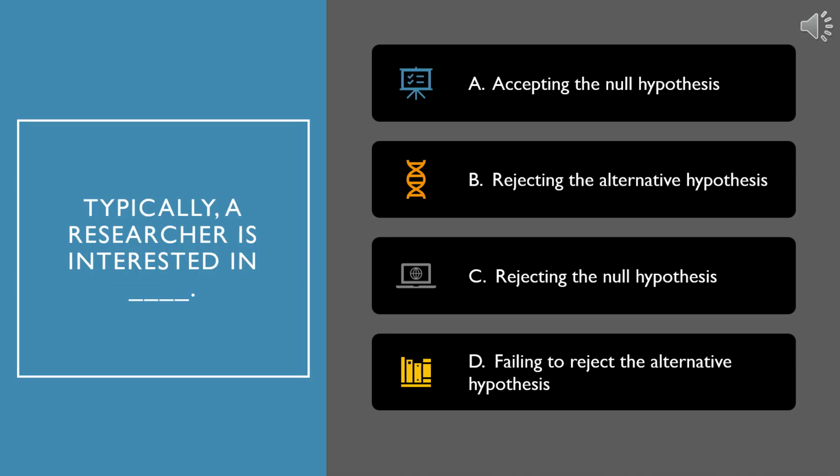Typically speaking, a researcher is interested in which of the following? That's going to be rejecting the null hypothesis. So letter C. Typically in research we set up a null and an alternative hypothesis. The alternative hypothesis is what the researcher thinks is actually going to happen, but we have to be able to disprove or reject the null hypothesis in order to claim that the alternative hypothesis is in fact correct.